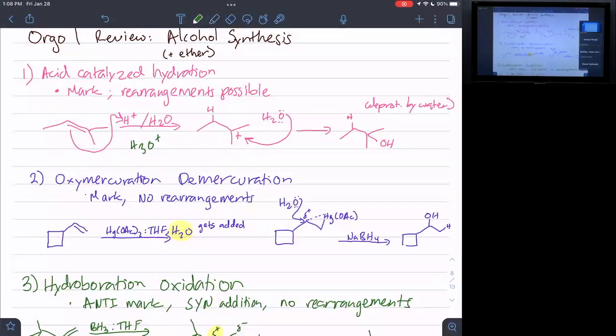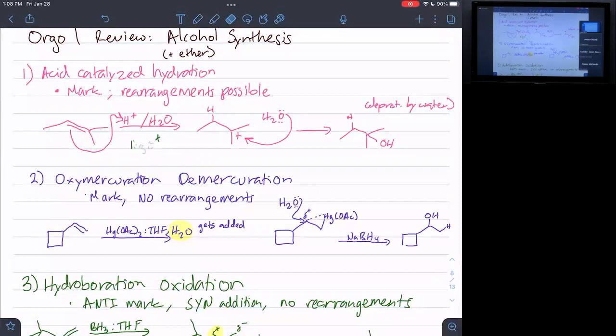So just write H3O+ because this is your acid catalyst and your nucleophile in one. When this H3O+ gets attacked by the alkene, it's going to get deprotonated and it turns into H2O. And then this H2O is going to act as your nucleophile. So just don't get tripped up if you see an H3O+.